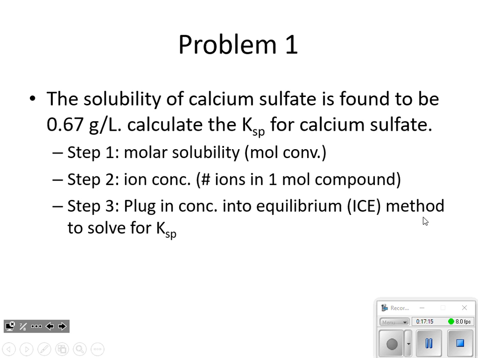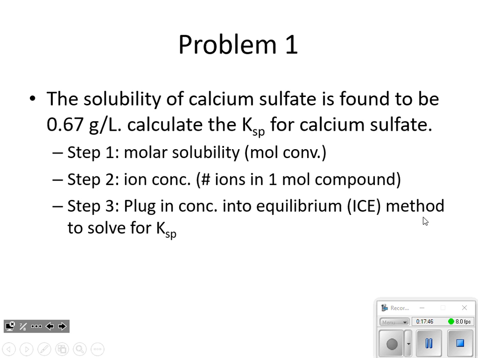When we solve this question, I'm going to divide this into 3 steps. If I start with my grams per liter, how many grams can I dissolve in 1 liter? I can convert that into how many moles I can dissolve per liter. That's what molar solubility is. Then from there, I can figure out the concentration of each ion. And once I know that, notice for step number 3, I'm mentioning an ice table can be used, and I can solve for KSP.